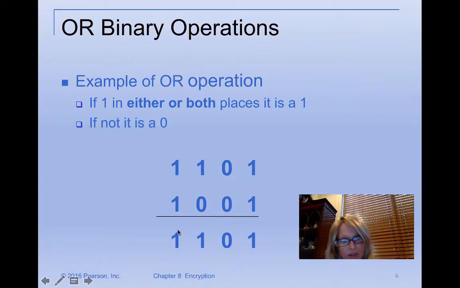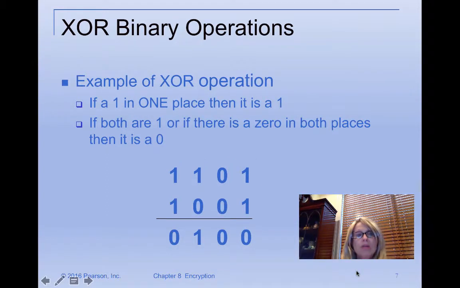So now our number is different. Now our number is 13, same as this one. So the OR and the AND give us different results. Now the XOR, which is most important, is if a 1 is in one of the places, then it's a 1. But if 1 is in both, then it's a 0. And if a 0 and a 0, it's a 0. So 1 is in both, so it's a 0. 1, 0, 0. 1 is in only one, so it's a 1, and it's a 0.